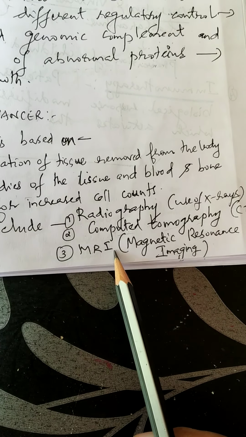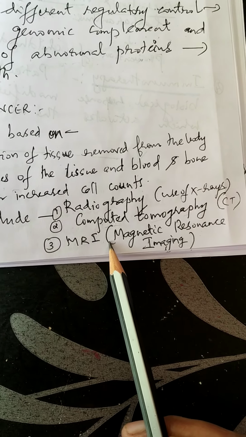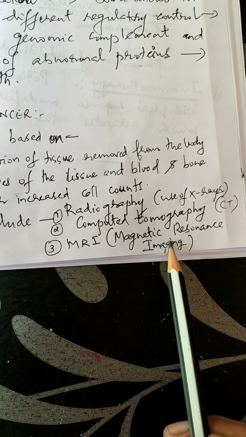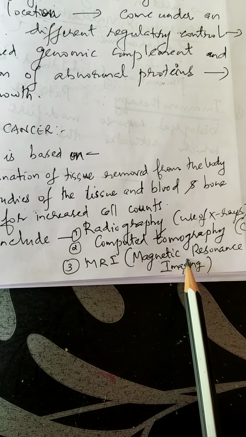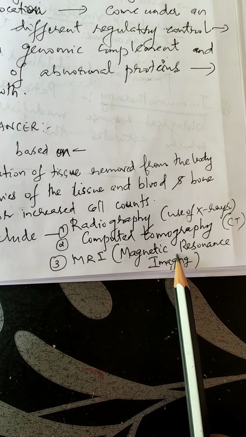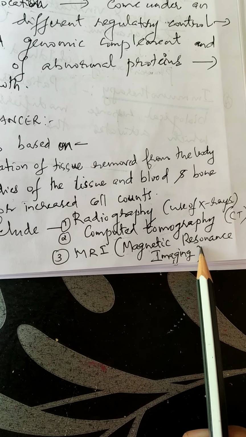And third one is MRI, that is magnetic resonance imaging. Here strong magnetic fields are being used to generate images of the organs inside the body, or to study about the anatomical details as well as the physiological processes.